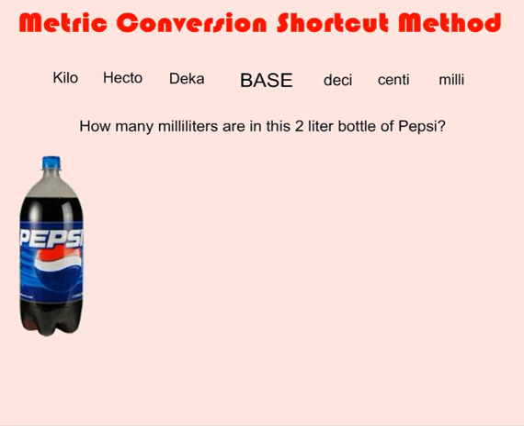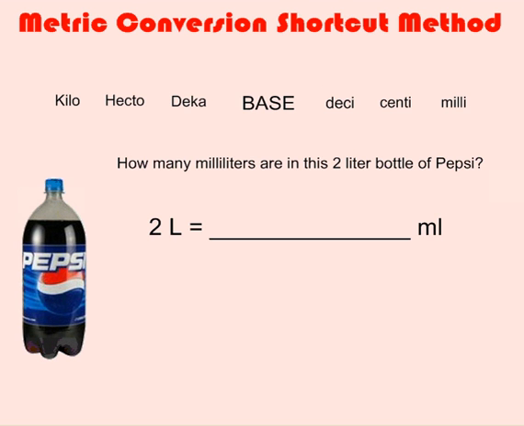Once we have those, and we understand the order of those, since the metric system is based on the powers of 10, we can really just move the decimals left or right, depending upon the prefixes that are in the problem. So, back to our original question. How many milliliters are in this 2-liter bottle of Pepsi? On a test or on a quiz or on a worksheet, that will end up looking like this. 2 liters equals how many milliliters?